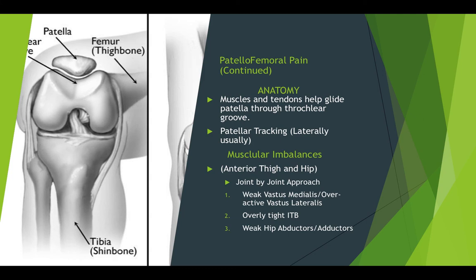This is usually due, like I said, to muscular imbalances, typically in the anterior thigh and at the hip. More specifically, a weak vastus medialis, and usually that's combined with an overactive vastus lateralis and an overly tight iliotibial band. Studies have shown that weak hip abductors and even adductors can be in play here too.